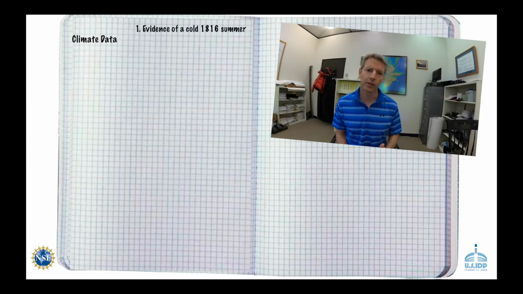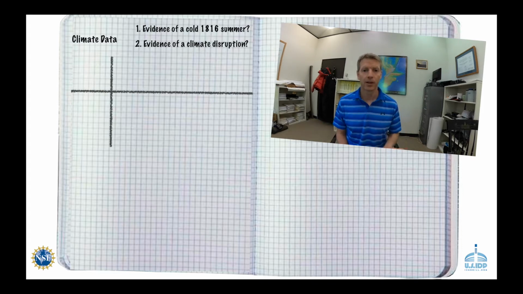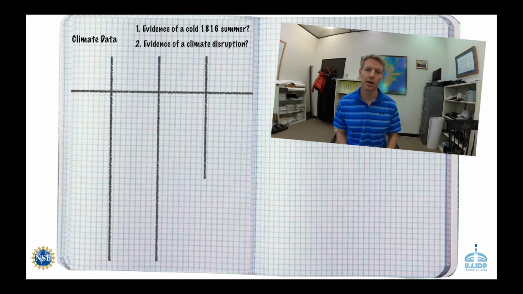So our first goal is going to be, can we see any evidence for unusually cold conditions in the summer of 1816? And then the second goal will be, can we see any evidence for a climate disruption that might explain that? And then below these two goals on the left-hand side of the page again, we're going to create a data table. So using a ruler, let's create a table that has 4 columns.